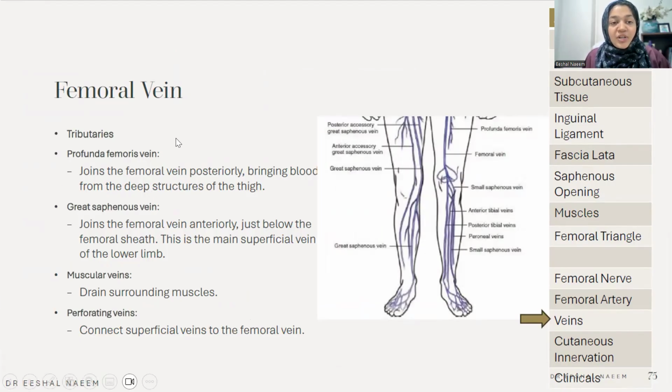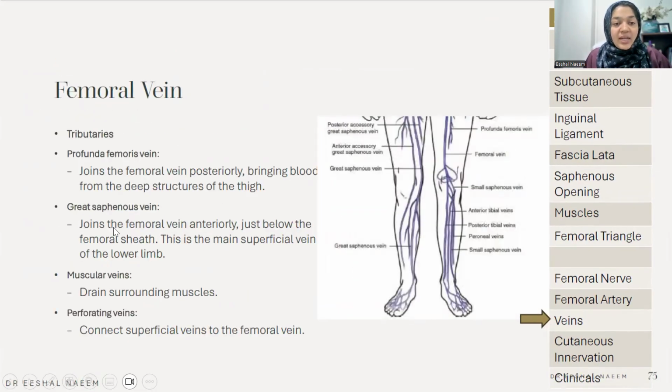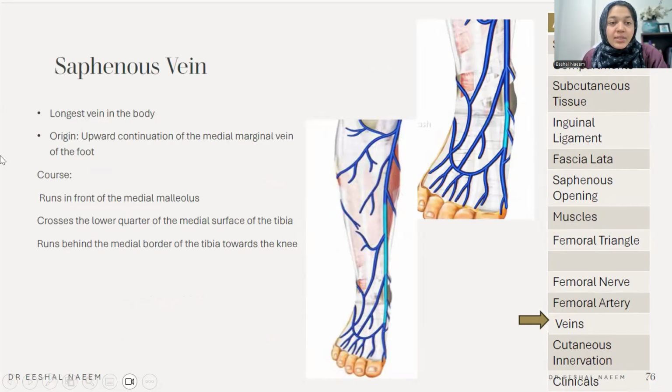The profunda femoris vein joins the femoral vein posteriorly, bringing blood from the deep structures of the thigh. The great saphenous vein joins the femoral vein anteriorly, just below the femoral sheath. This is the main superficial vein of the lower limb. The muscular veins drain surrounding muscles, and perforating veins connect superficial veins to the femoral vein. The saphenous vein is the longest vein in the body, by the way.